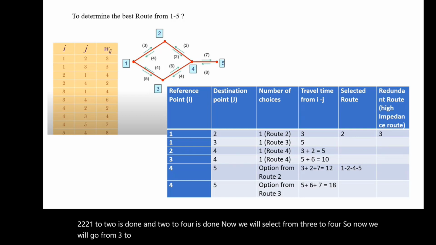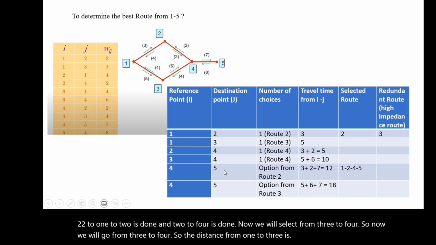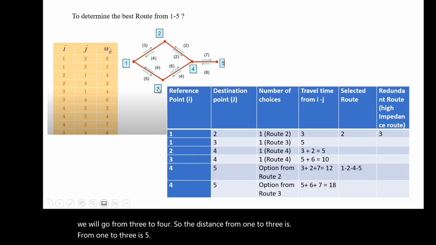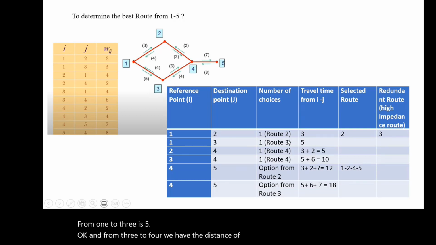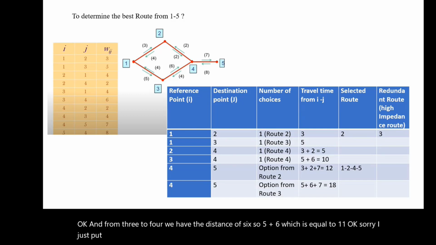So the distance from 1 to 3 is 5. OK, and from 3 to 4 we have the distance of 6. So 5 plus 6, which is equal to 11. OK, sorry, I just put there 10. So which is equal to 11.